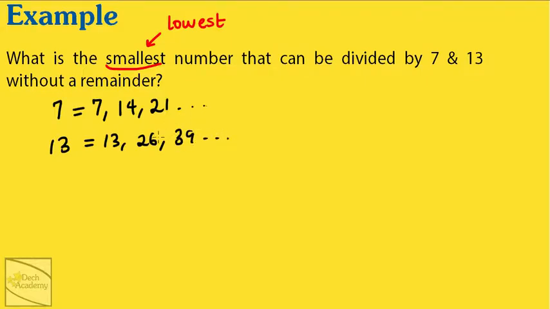The key thing you need to note about multiples is that a multiple of 7 divided by 7 gives no remainder. For instance, what's 21 divided by 7? That's 3. What is 14 divided by 7? 2. 7 divided by 7, 1. The key thing you notice is there's no remainder.